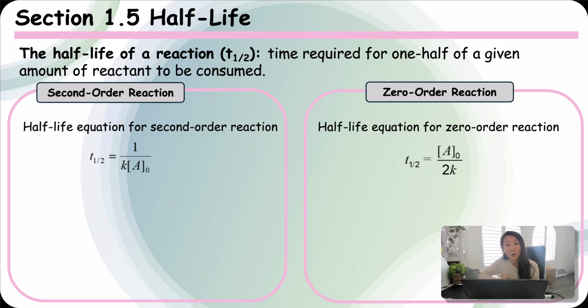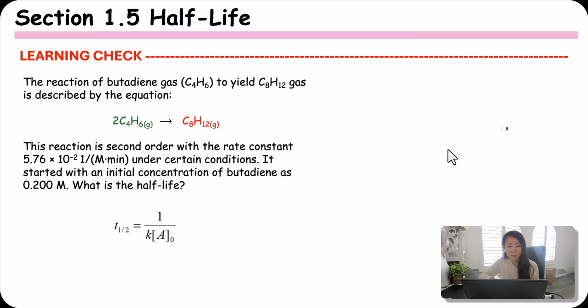The other orders, like the second order and the zero order, have equations shown below. Notice that here there is extra information that is needed, which is the initial concentration of the reactant. So it is dependent on the initial concentration of the reactant, whereas the first order did not. It didn't have any initial concentration incorporated into the equation. So you're going to use one of these in order to do half-life problem solving. Let's do a learning check based on one of those equations.